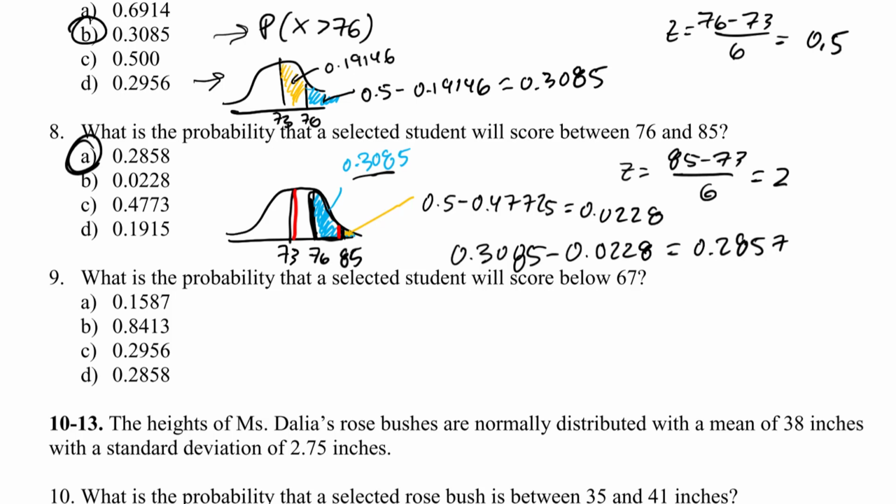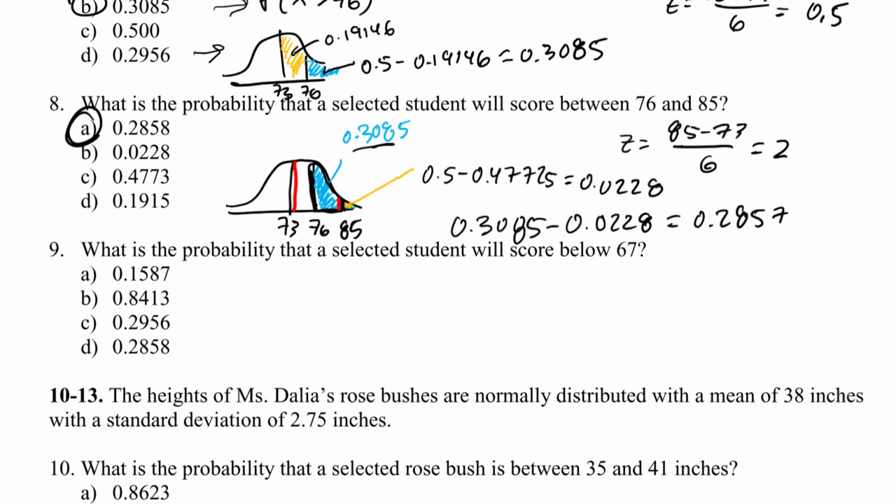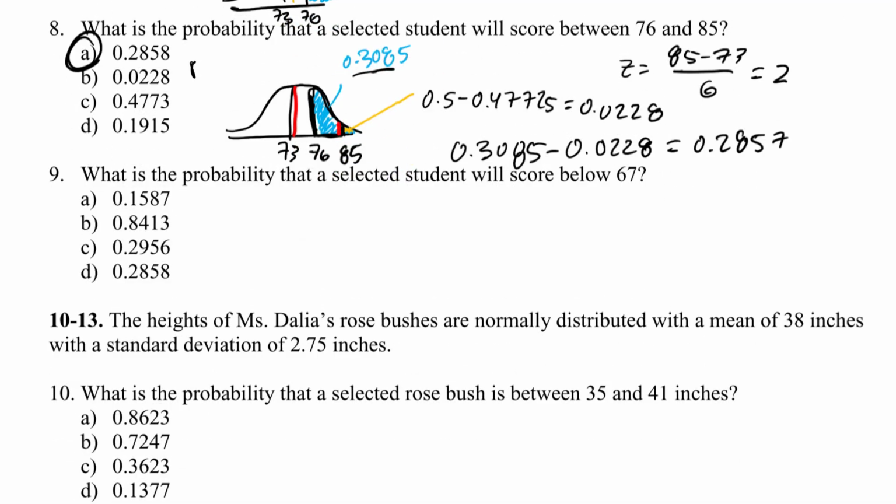Now look, if you didn't draw the picture, this would be a very hard question to consider because we wouldn't recognize that I need to calculate two different areas and then subtract them. And I didn't write this, and I should have, but the statement we were looking for is that we're going between 76 and 85. Okay, now let's do that on 9.